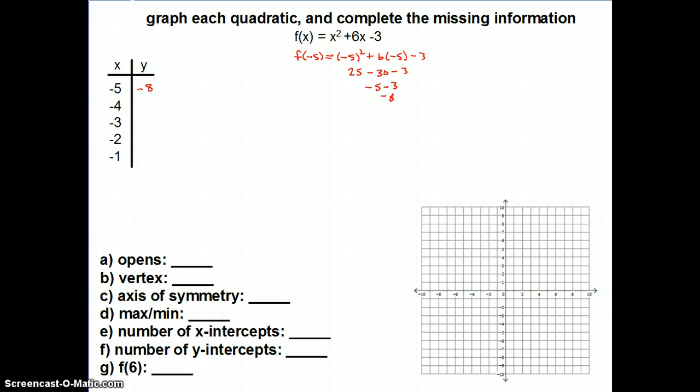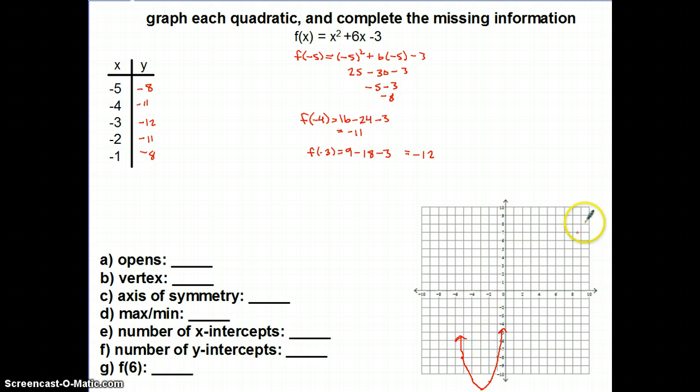Go ahead and pause the video, complete the rest of the chart and the graph on your own. Some of these points won't exactly fit on your graph, but I'm going to go ahead and do the best I can. I've got -5, -8, that is here. -4, -11, that's just below the edge of my graph, and -3, -12, which would be just below that. After that, I've got -2, -11, and -1, -8. Your graph looks something like this.